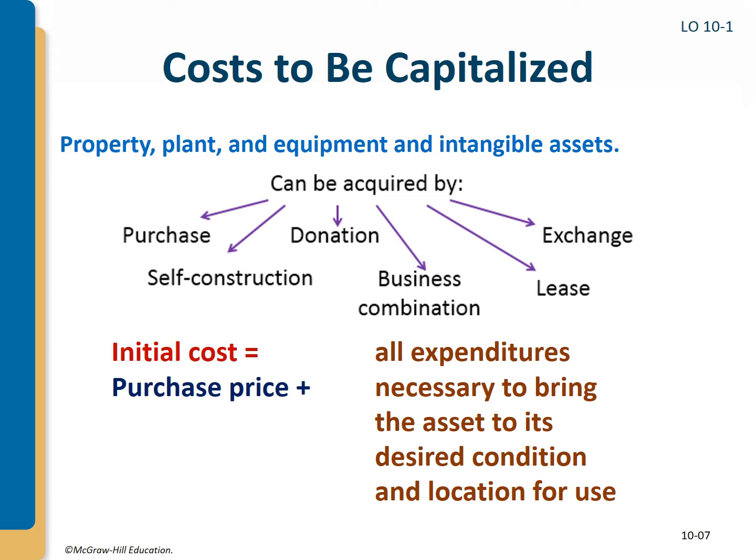The initial cost is always equal to the purchase price of the item plus all expenditures necessary to bring the asset to its desired condition and location for use.